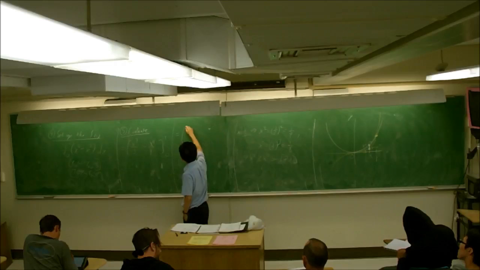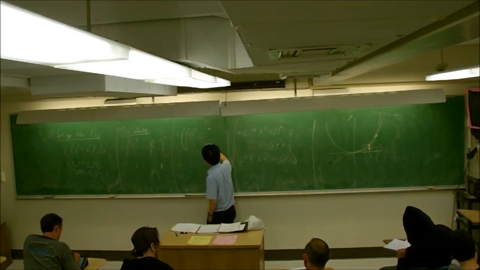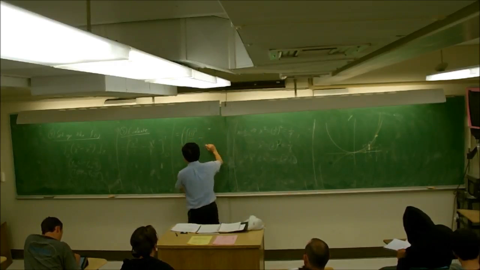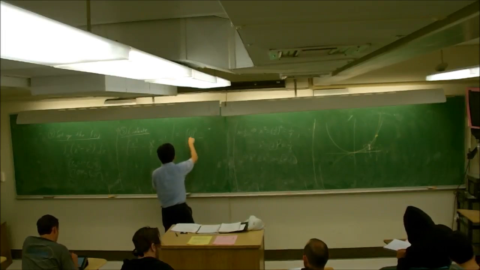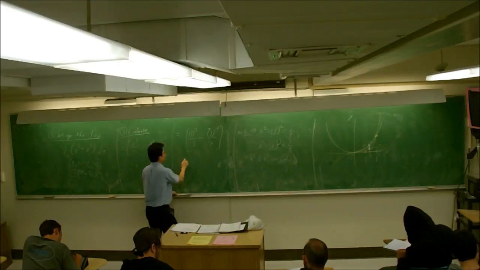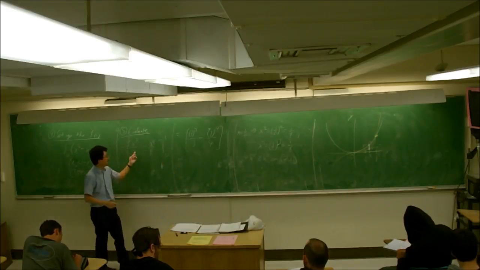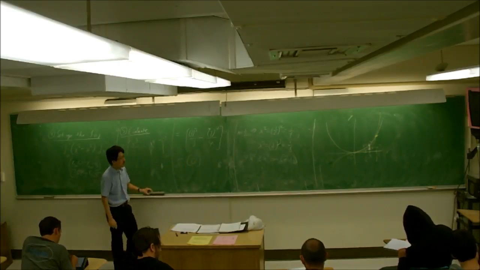So put a big old bracket: 1 cubed over 3 minus 1 to the 4th over 4, bracket, minus, well, if I plug in 0, this is 0. Still, I want to indicate this, just to remind you to plug in 0.